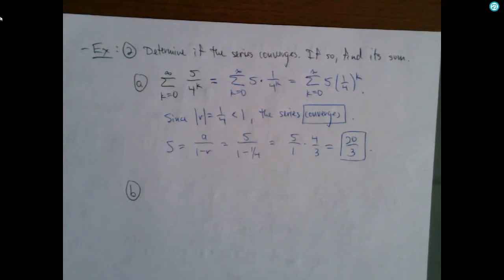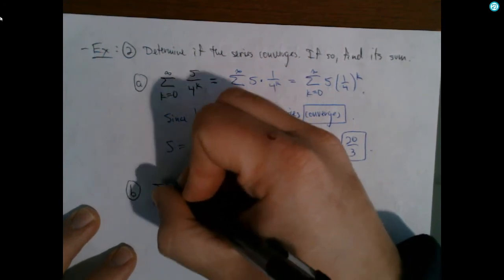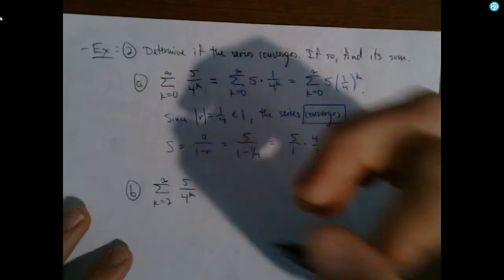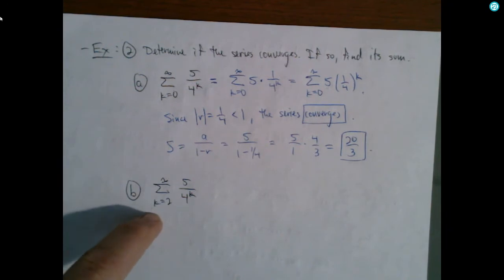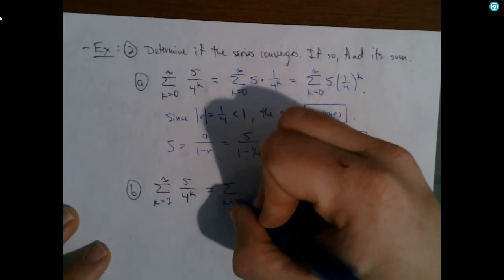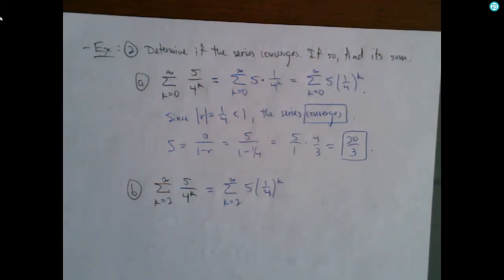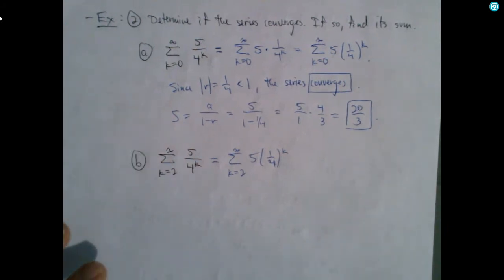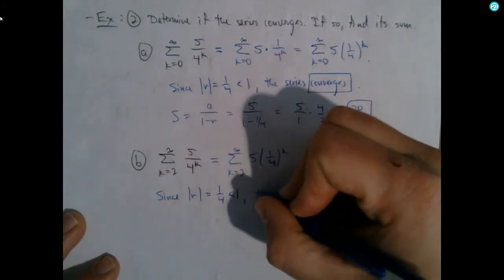Now, I want to show you that it doesn't matter where the index starts. So I'm going to do the same series, but this time starting at k equals 2. It's from k equals 2 to infinity. Based on our work from the previous problem, we already know this is the sum from k equals 2 to infinity of 5 times 1/4 to the k. And so we know that r is equal to 1/4, and so the series converges. Since the absolute value of r equals 1/4, which is less than 1, the series converges.